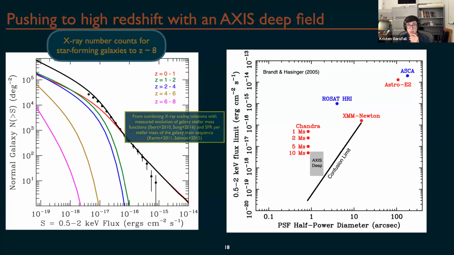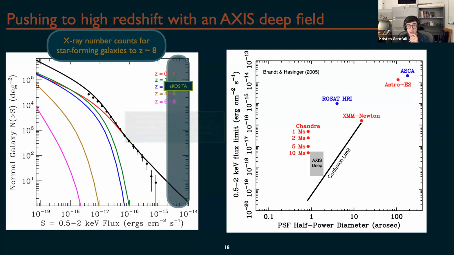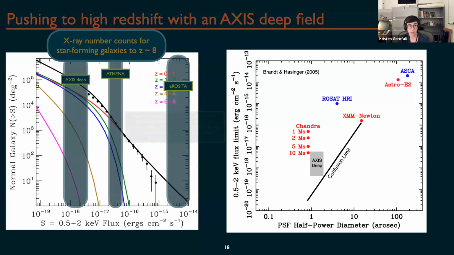Again, just to illustrate, the key thing here is that while there are other surveys that we might have going forward that might cover large areas on the sky, they're not going to be able to push really beyond redshift 3. Whereas an AXIS deep field, while this is a little rough in terms of an estimate, really would be able to probe into this redshift regime of interest where we might start to see the rise of X-ray binary feedback. And that's exemplified by this figure that I've continued to show on the right here.